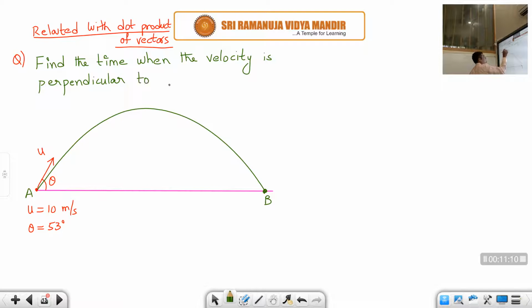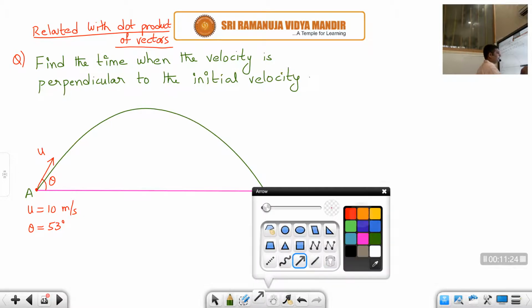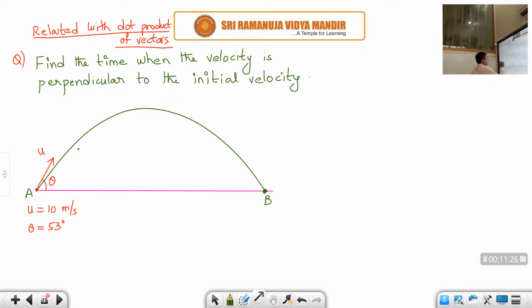Perpendicular to the initial velocity. Okay, students. That means as the ball is going on the projectile path, at every point the velocity is changing, correct or not, students? At every point the velocity keeps on changing. Suppose it is here like this. After some time it is here like this. After some time at the highest point it is like this.